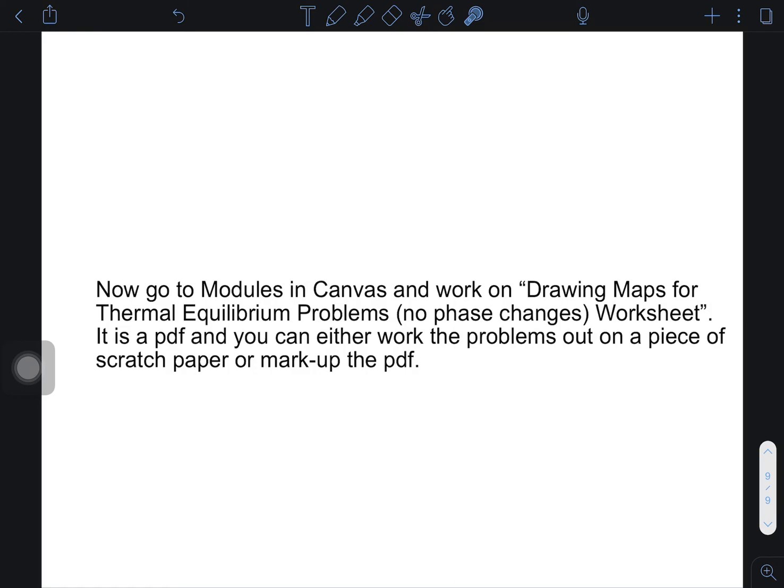So now you should do your homework, the sheet called Drawing Maps with Thermal Equilibrium Problems, No Phase Change Worksheet. Then there's a quiz, and with that quiz you're going to take pictures of those maps and submit those.